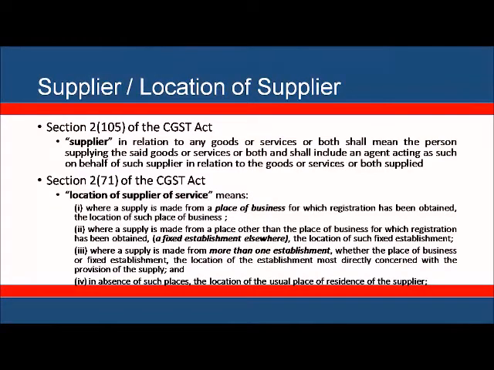The location of supplier of service is defined under section 2(71) to mean a place where a registration is obtained if the supply is made from the place of business. If the supply is made from a fixed branch or an establishment elsewhere, which is an unregistered establishment, then it would be that location. However, if the supply is made from more than one establishment, in that case, you have to identify the establishment most directly concerned with the provision of the service. In the absence of all of these, you will have to go back to the usual place of residence of the supplier.